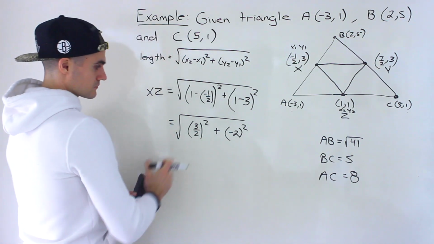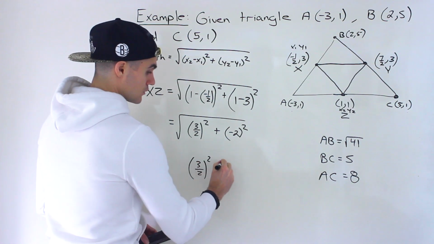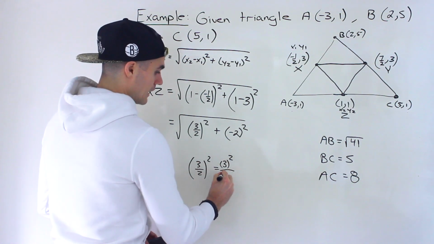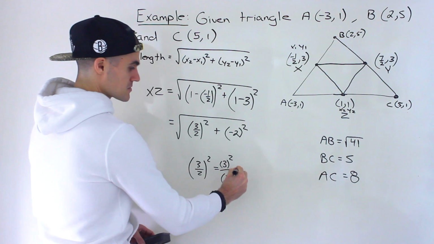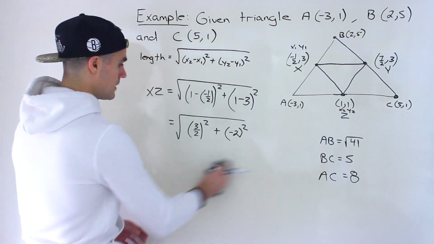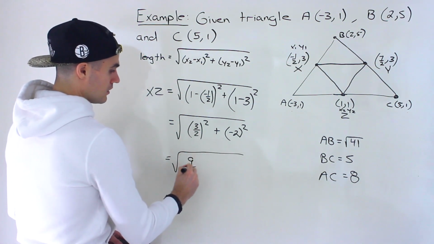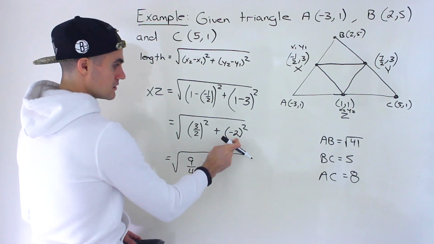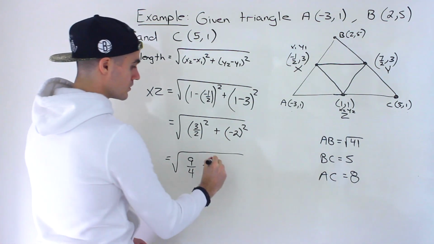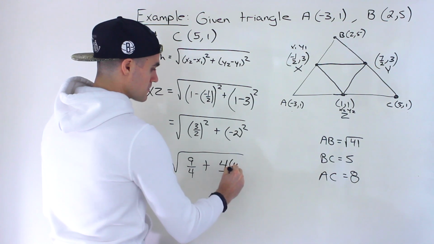And then, remember when you have a fraction to an exponent, we could take the numerator to that exponent and the denominator to that exponent. So that would give us 9 over 4, like that. So this would end up being 9 over 4 plus -2 to the power 2 is just 4. So that's like over 1. So we could multiply this by 4, multiply this by 4.